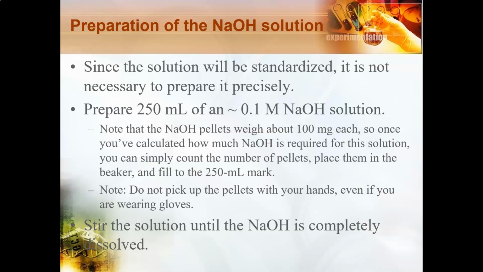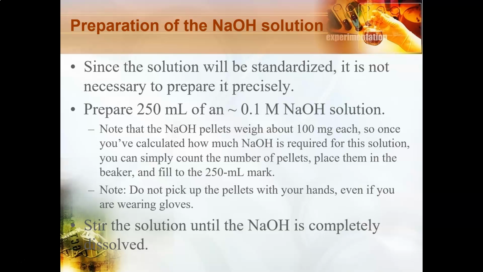So what that means then is, since we're going to standardize it anyway, we don't really need to prepare it all that precisely. So we're going to prepare 250 milliliters of an approximately 0.1 molar sodium hydroxide solution. This is a David Williams observation: he noticed that the sodium hydroxide pellets are about 100 milligrams each. So his suggestion is to calculate how much sodium hydroxide you need, and then just count the number of pellets that you need and place them in a beaker.